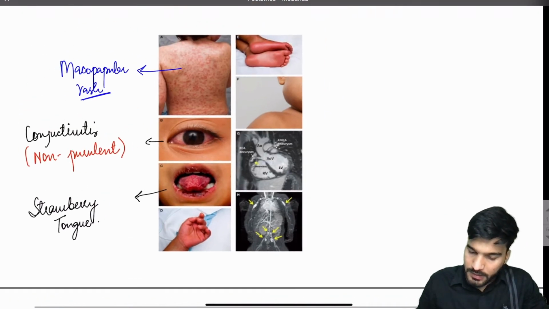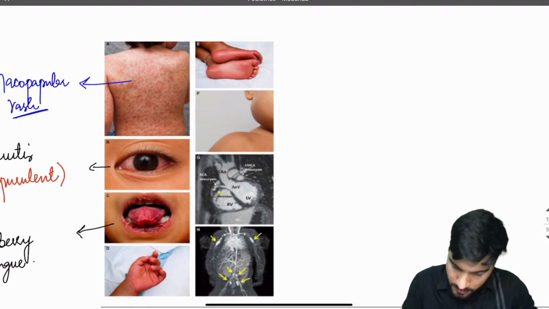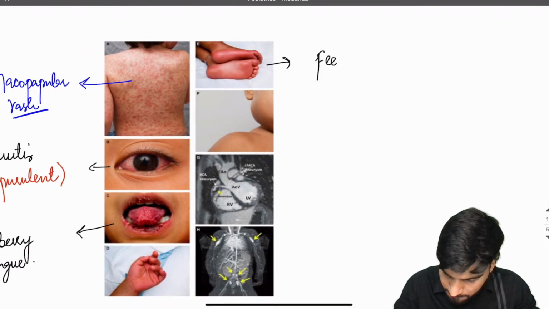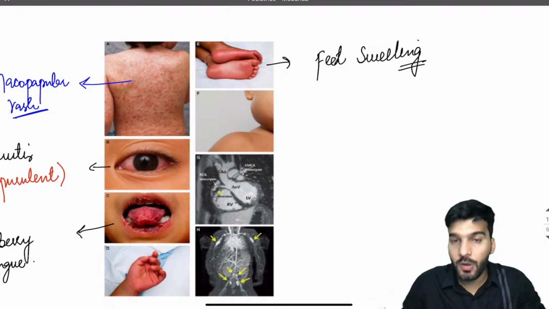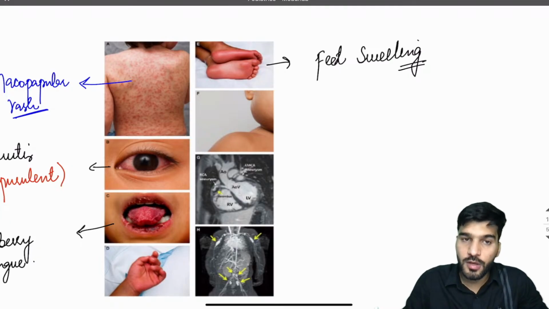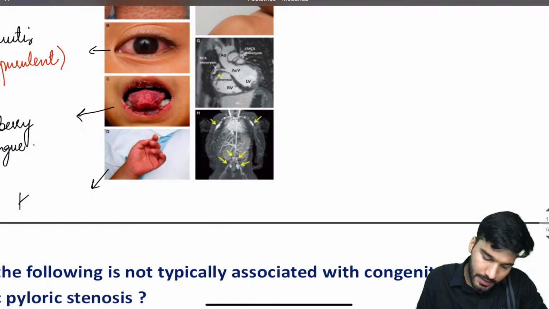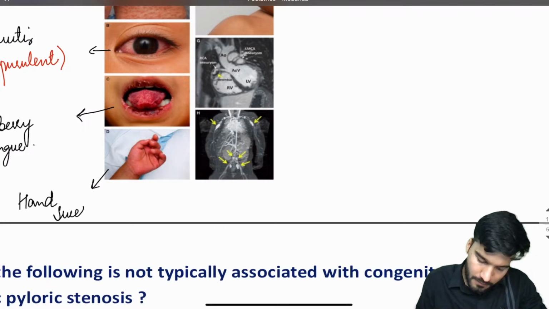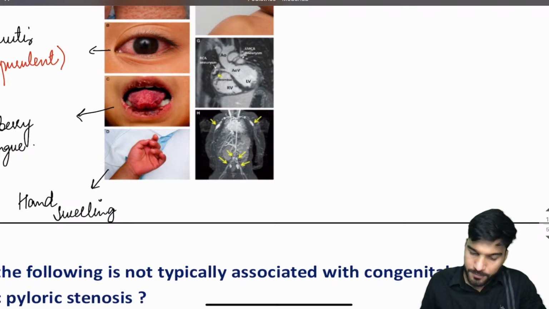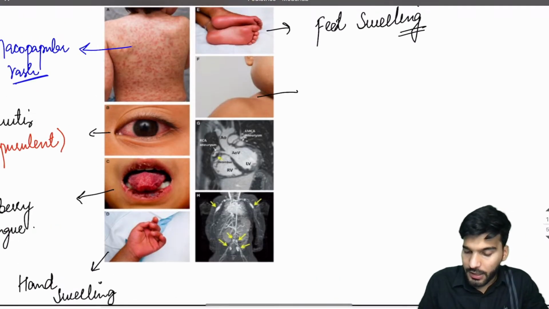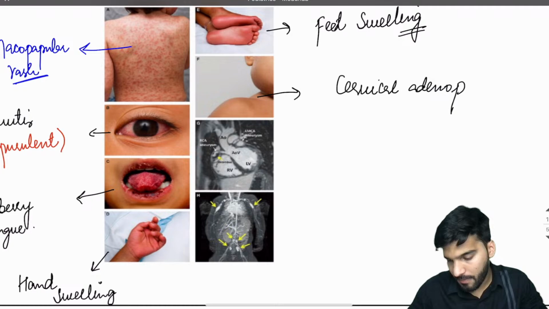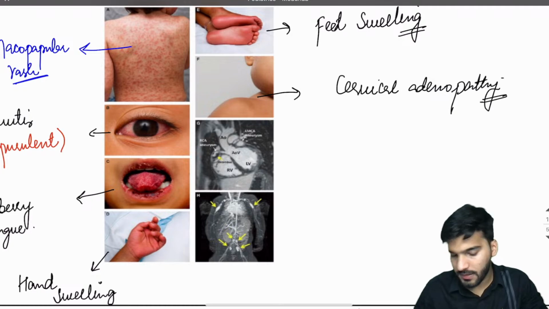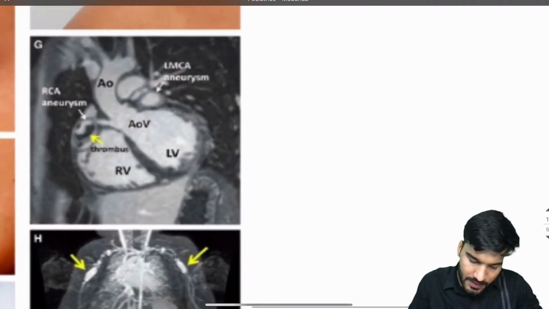Followed by that we have feet swelling: plantar erythema and palmar erythema, feet and hand swelling, edema, plantar and palmar. Then we have adenopathy, cervical adenopathy. Here you can see the coronary artery.